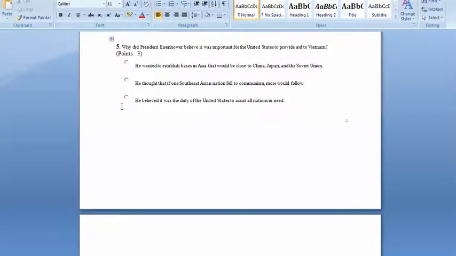Number five, why did President Eisenhower believe it was important for the United States to provide aid to Vietnam? He wanted to establish bases in Asia that would be close to China, Japan, and the Soviet Union. He thought that if one Southeast Asian nation fell to communism, more would follow. He believed it was the duty of the United States to assist all nations in need.